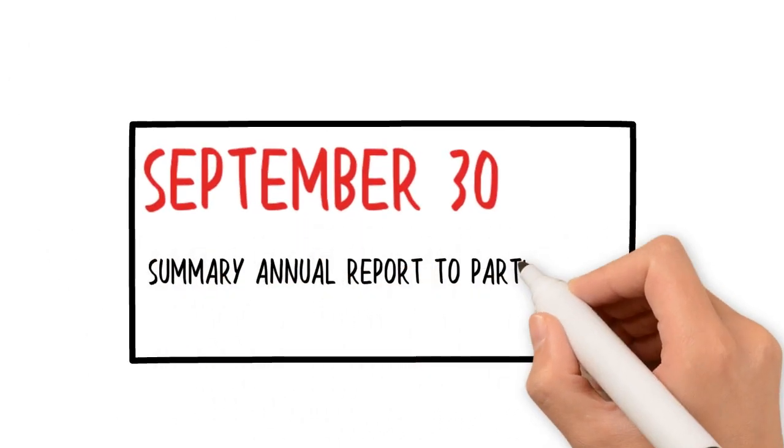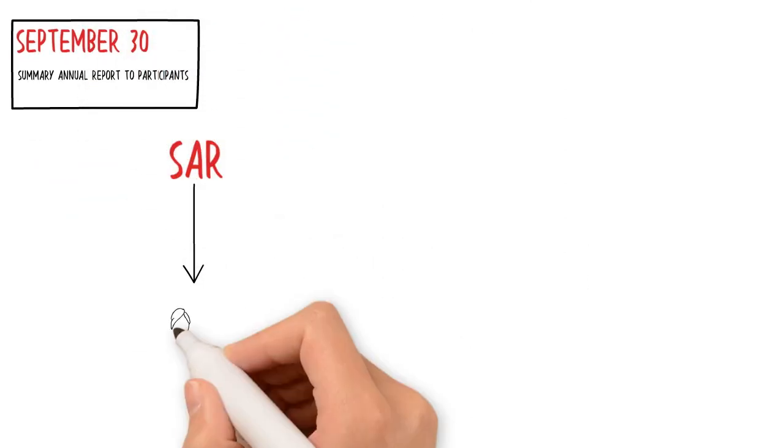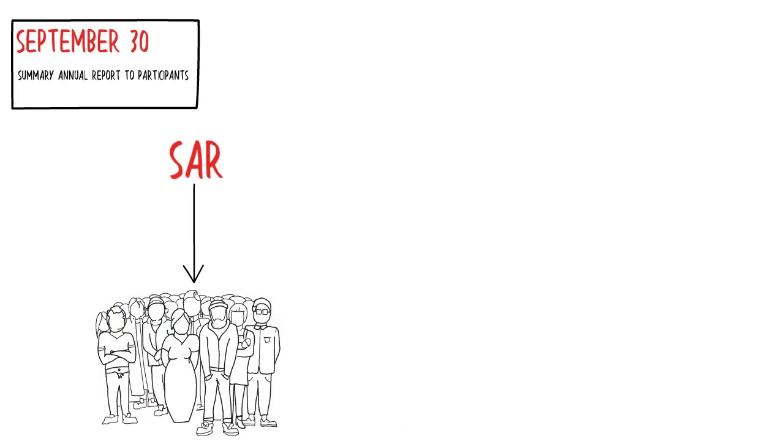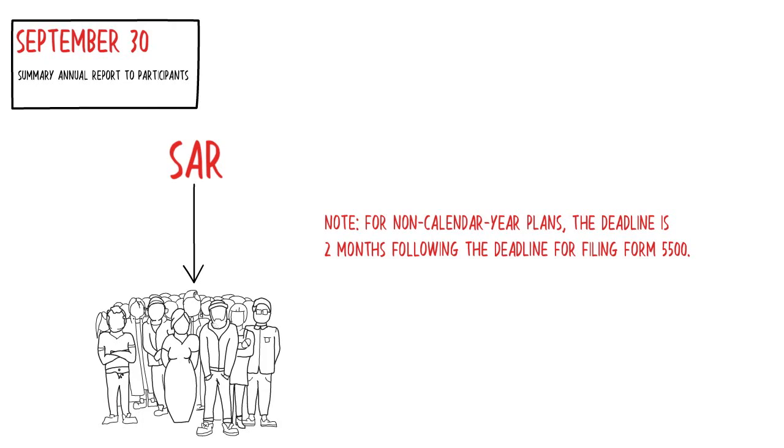September 30th, Summary Annual Reports are due to participants. The SAR must be provided to all participants no later than September 30th of the following year. However, if the Form 5500 filing deadline is properly extended, the deadline for distributing the SAR is extended to December 15. For non-calendar year plans, the deadline is 2 months following the deadline for filing Form 5500.